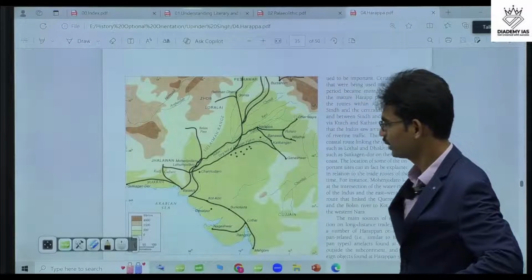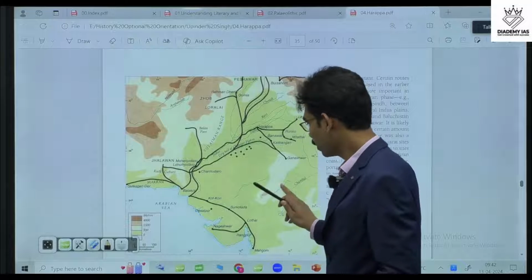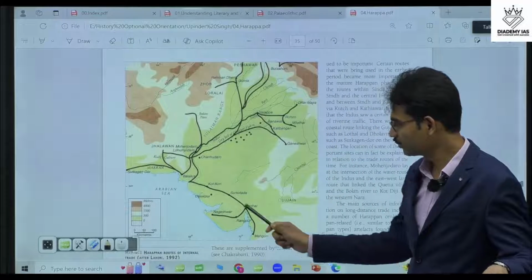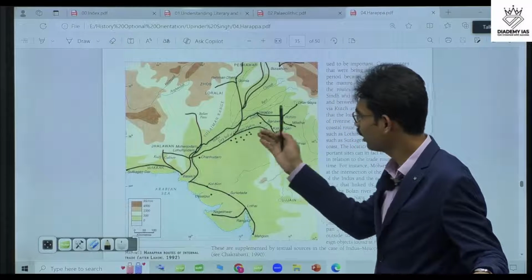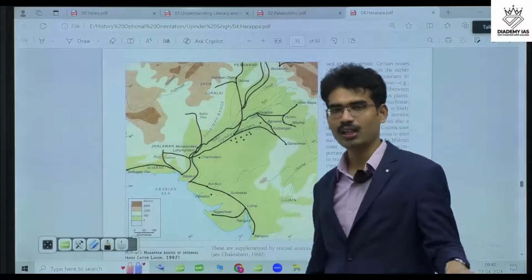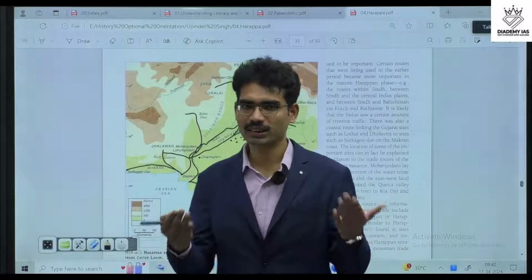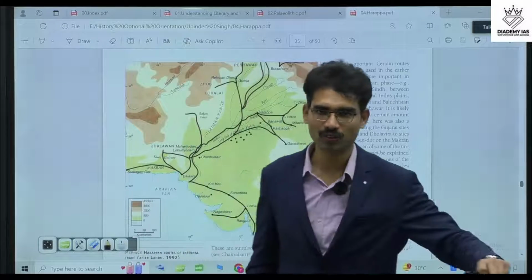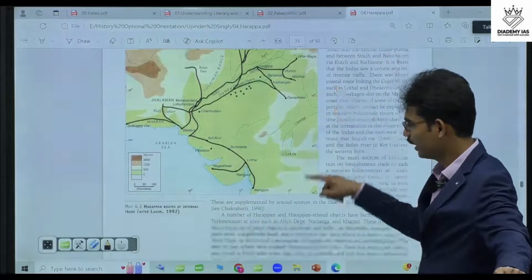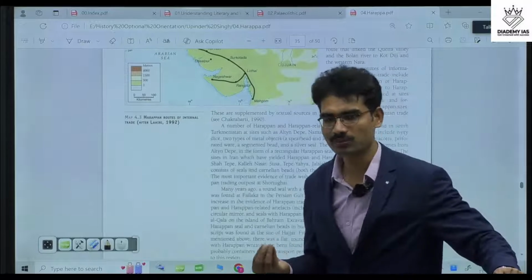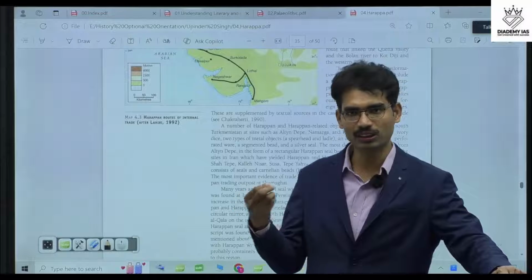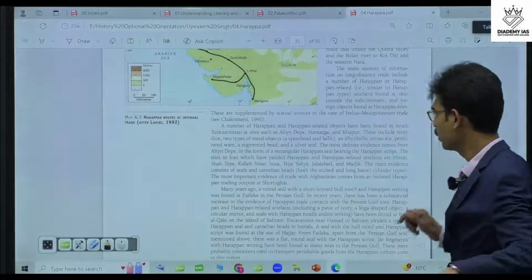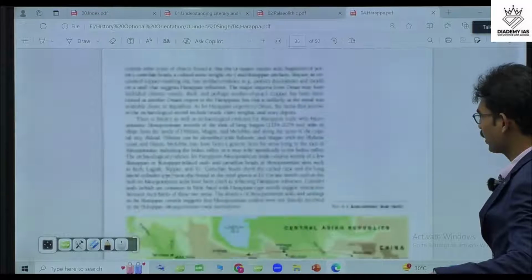Now this is how trading networks. You can see the book explains very clearly how the trading networks were going on from one place to the other place within India and outside India also. And what are the various raw materials they imported from outsiders also. Like they get gold from some place, silver from some place, copper from some other place, different raw materials from different places. The book explains very clearly with the map marking.